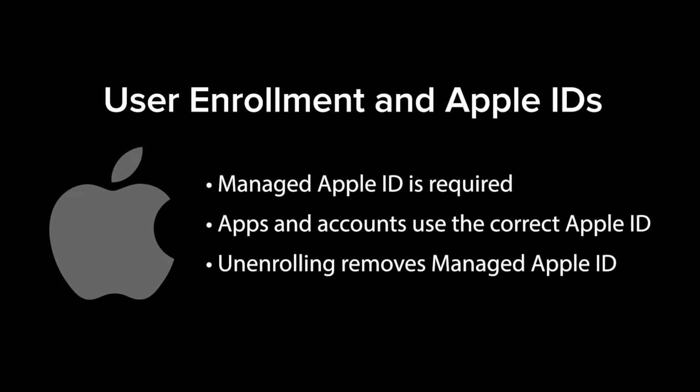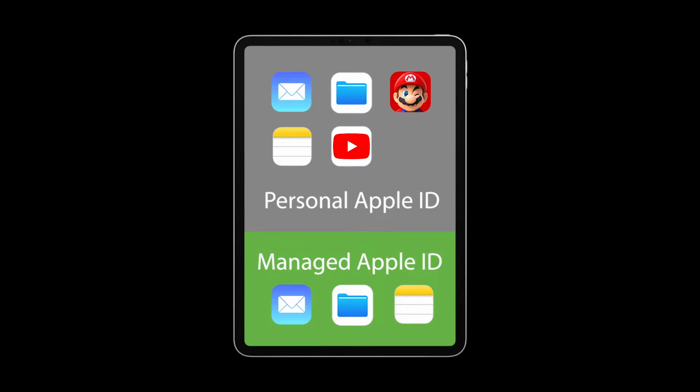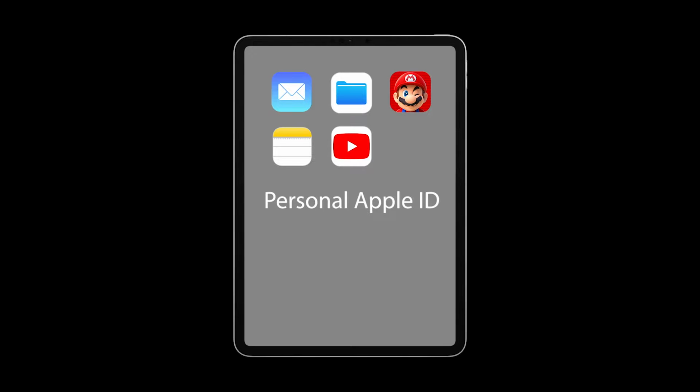To use user enrollment, a managed Apple ID is required, which we'll cover in just a second. Apps and accounts will use the correct Apple ID automatically. This means that company-installed apps and accounts will intelligently use the company's managed Apple ID, and the personal apps and accounts will continue to use the end user's personal Apple ID. If the end user unenrolls at any time, the managed Apple ID and all of that organization installed content is simply removed from the device without touching any of the end user's personal content.